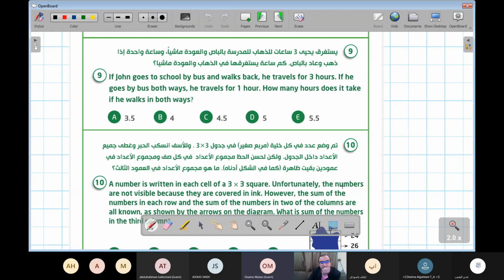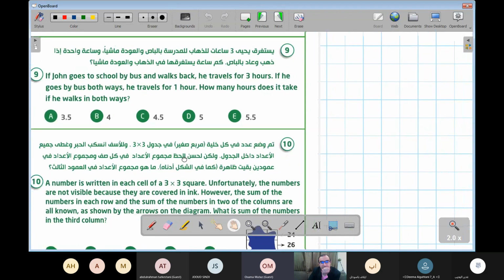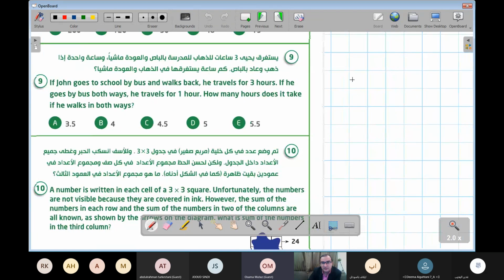Yeah, Mr. At first he says he goes by bus and walking, and it took him 3 hours. If he goes by bus both ways, it will take him 1 hour. So only going to school by bus would take him half an hour. Yeah, exactly. Okay, Osama, let's repeat your idea. So this is number 9, of course. Bus plus walking equals 3 hours. Okay, only the bus equals 1 hour.